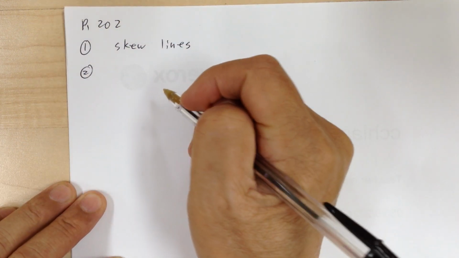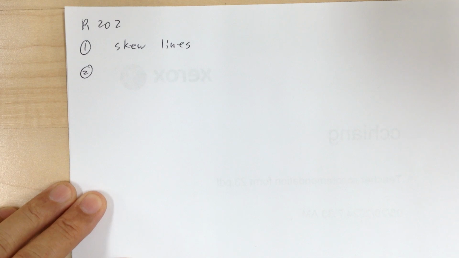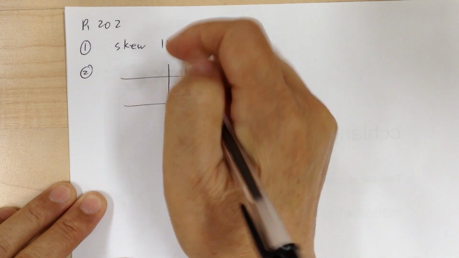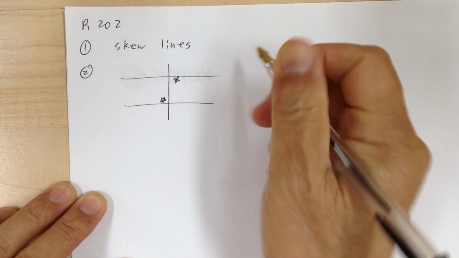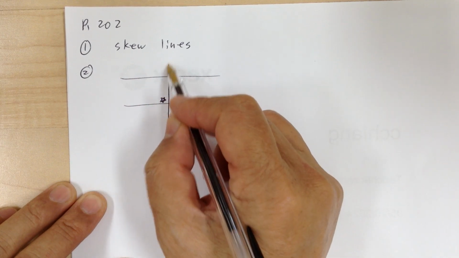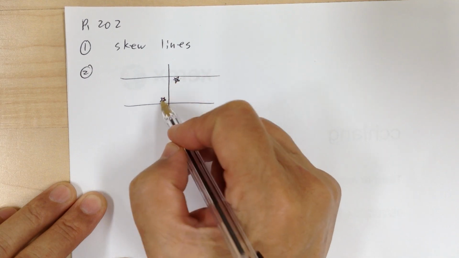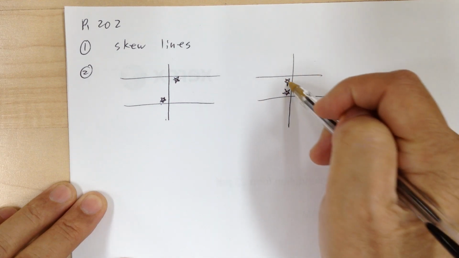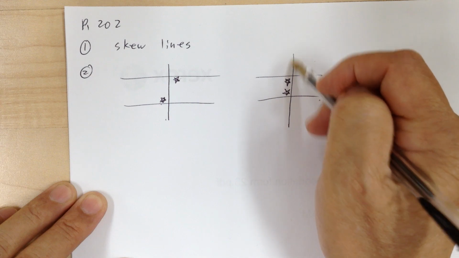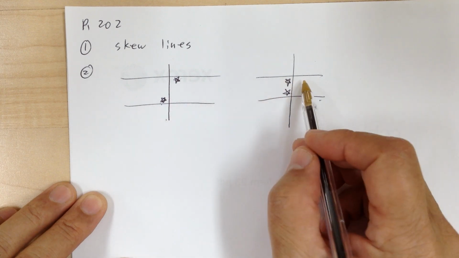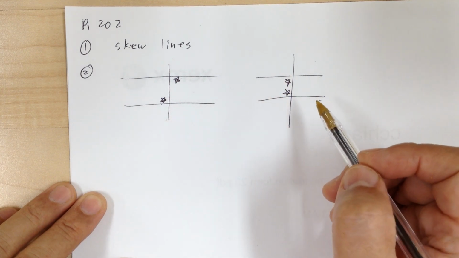Number 2 says compare alternate interior angle pairs and consecutive interior angle pairs. I'm just going to say it and you have to write it. The alternate interior angles would be like this over here and this over here, the angles between the two lines and on opposite sides of the transversal. Whereas the consecutive interior angles would be the angles between two lines and on the same side of the transversal.